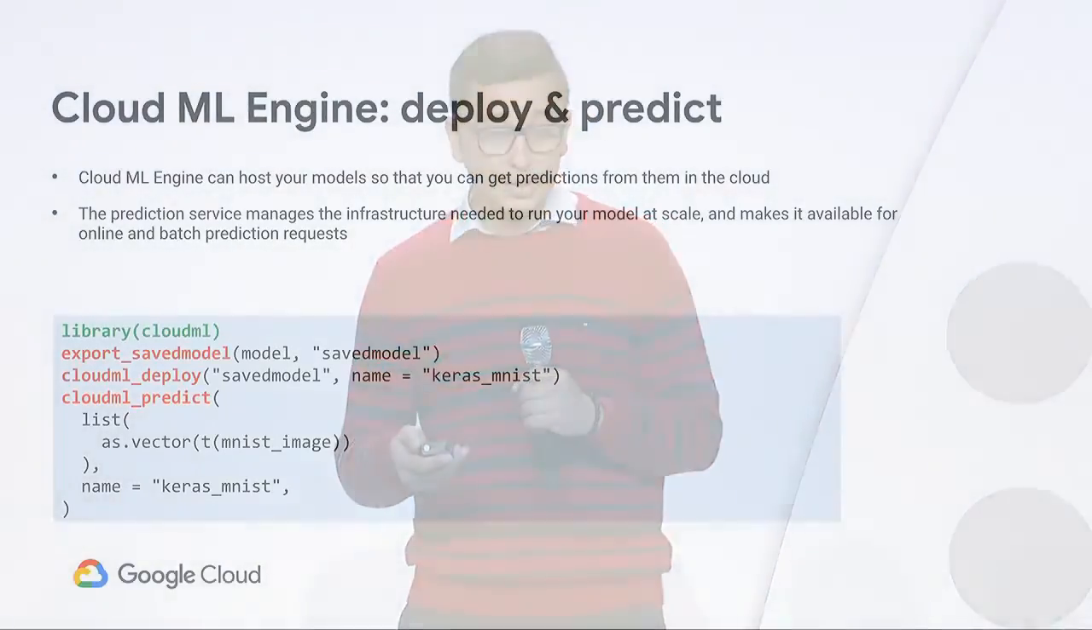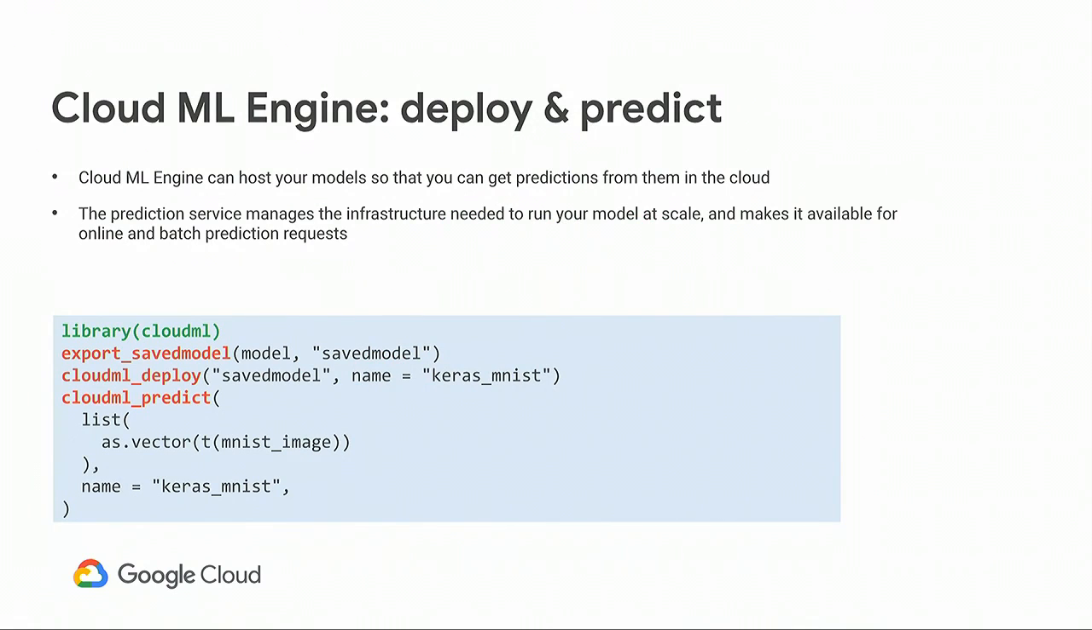Next, we have deploy and predict. We're going to load the CloudML library once again. Once you've really trained the model, you're going to have a directory where that model is saved. You can export that model. In this case, I'm calling it saved model. And then I'm going to deploy it and host it as an endpoint. In this case, I'll call it Keras MNIST.